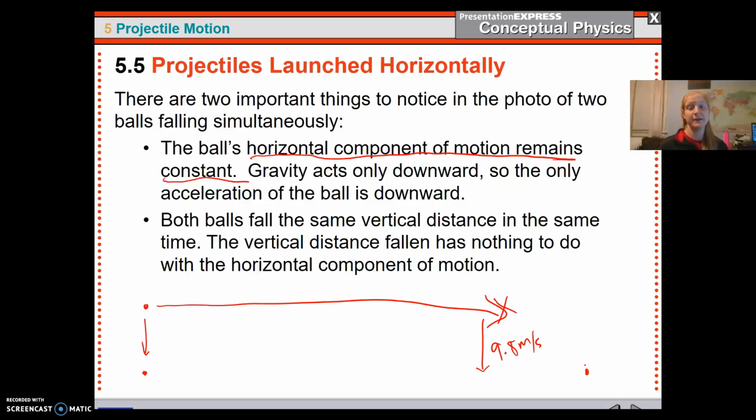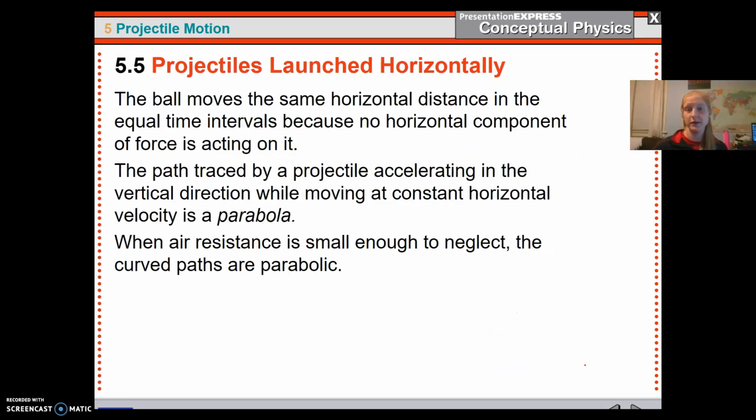So when you're given a situation where you throw a 100-mile-an-hour fastball, you're going to have to calculate the time it takes to hit the ground, and then you can use that time to calculate its distance. That's where you're going to play with a couple of different equations. We're going to talk through that in class. The ball moves the same horizontal distance every increment, because there are no horizontal forces, maybe a little air resistance. This path we call a parabola.